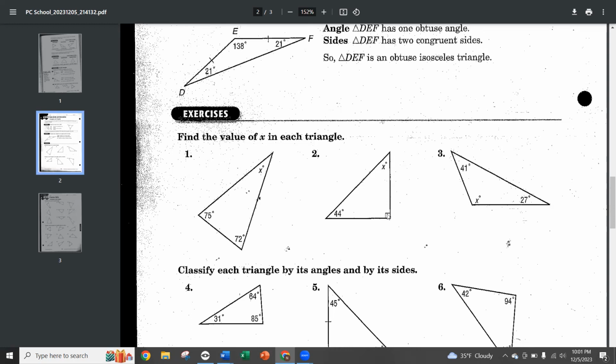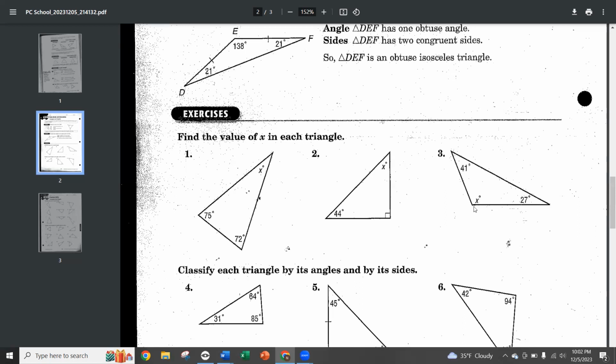Here, 180 minus 90 is 90. 90 minus 40 is 50. So 90 minus 44 is 46. So x is 46. Here, I would add 27 and 41 together first. 27 plus 41 is 68. And 180 minus 68. I know 180 minus 60 is 120. And so 180 minus 68 is 112. So x here is 112.